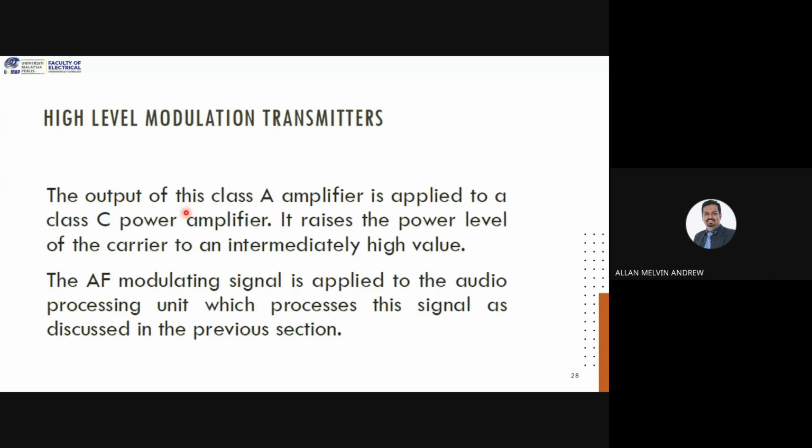Okay, so the output of this class A amplifier is applied to the class C power amplifier. It raises the power level of the carrier to an intermediately high value. Okay, so the AF modulating signal is applied to the audio processing unit, which processes this signal as discussed in the previous section. So the modulating signal, that is our message, goes through audio processing and amplification, and once it's ready, it will be combined with the carrier signal to form a high level modulated signal.